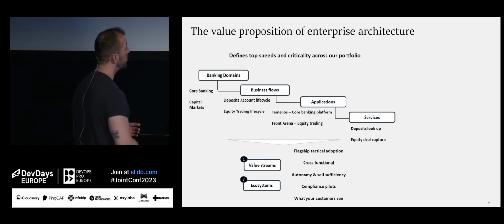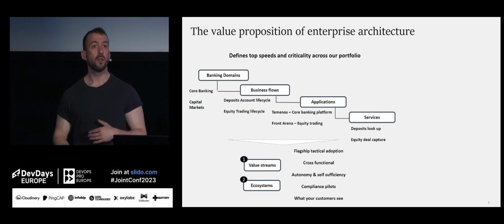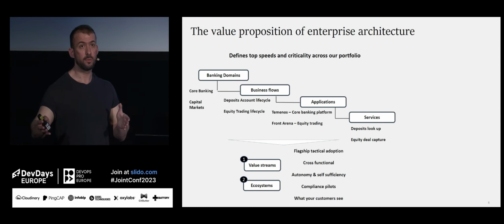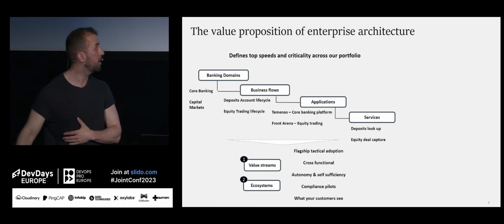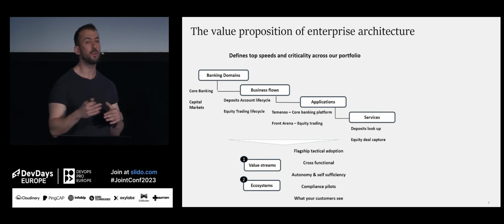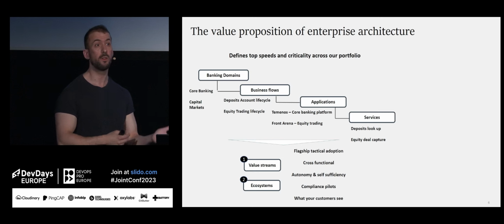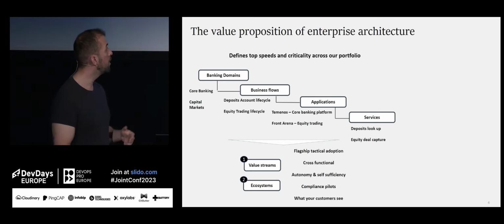This is important because you need to define some flagship applications. Some need to front run it. You need to ensure cross functionality, so that you don't break the value stream in certain cases because some part is left behind in the journey. You need to pilot autonomy and self-sufficiency, because that's what you need to be striving for: offering DevOps capabilities as a service, getting teams to consume them, and then implementing them.